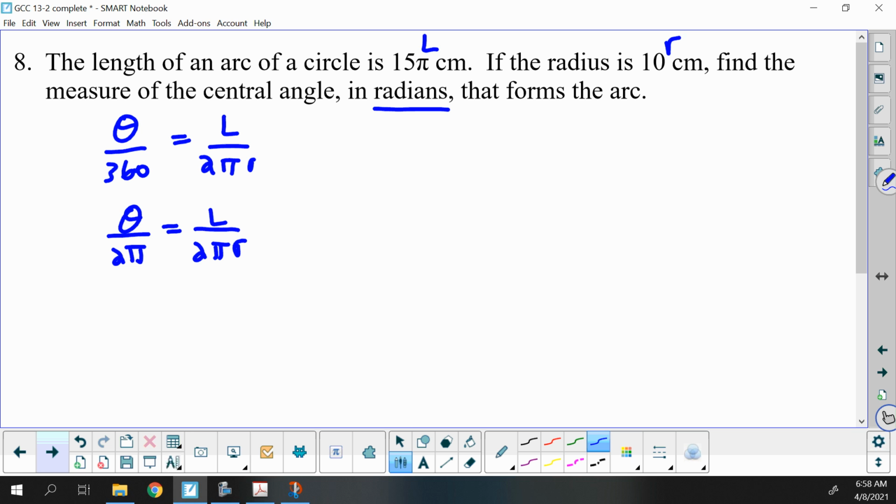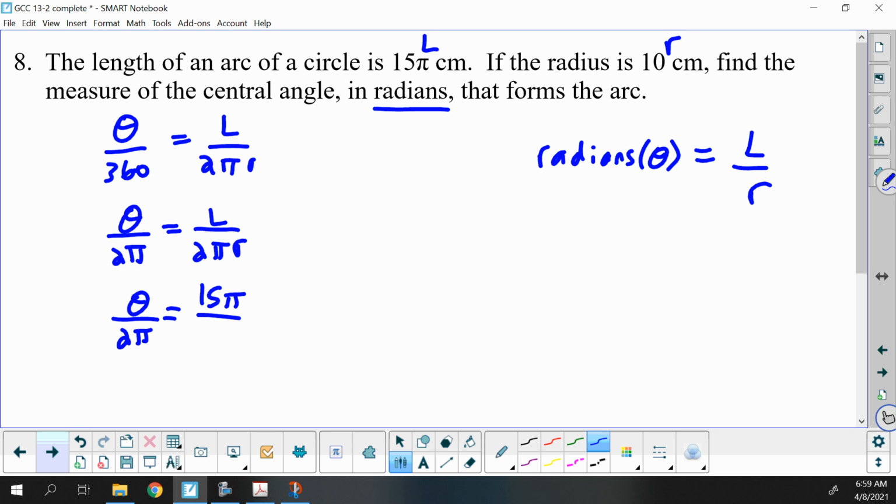Or you could use our shortcut formula with arc length that we saw a second ago. Your radians is equal to the arc length over the radius. And we'll show you, you'll get the same answer for either of them. So we want to find the central angle, so we would have theta over 2 pi. The arc length is 15 pi. And if your radius is 10, 2 times pi times 10 will give us 20 pi. The pi's divide out on the right, so we have theta over 2 pi is equal to 15 over 20. You can divide them both by 5, so you get 3/4.